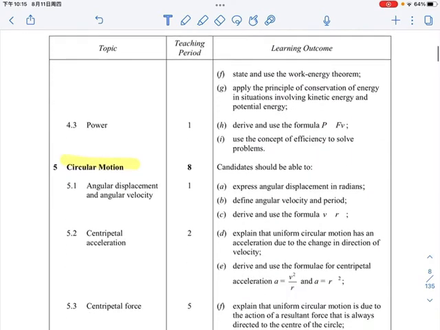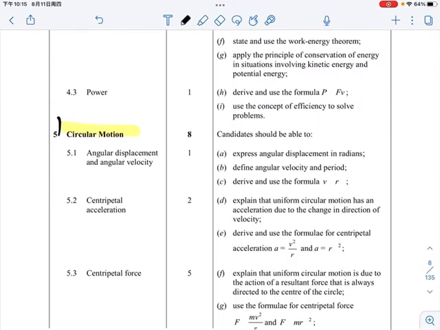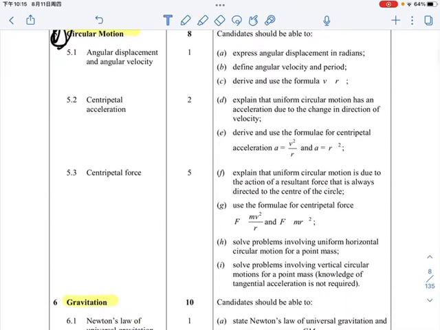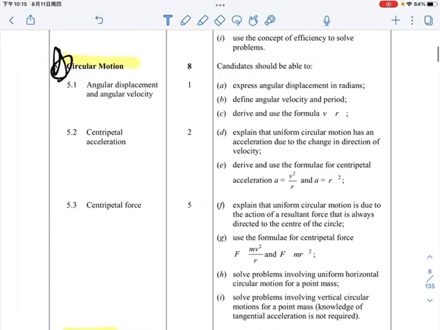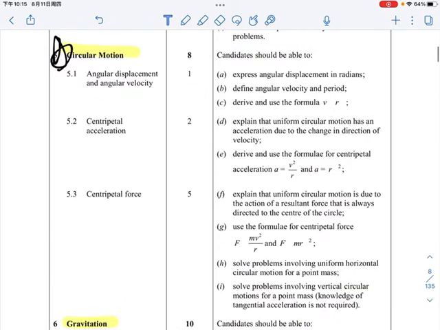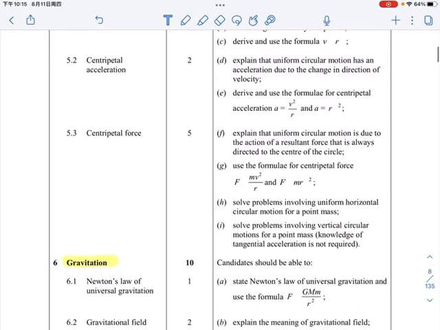For which topic is difficult, I would say number 5, circular motion, because you have to remember and derive the formula and apply it on different types of questions. What you have to focus on in this topic is the centripetal force. Centripetal force in Chinese means 向心力. You have to remember all the formulas, like a equal to v squared divided by r, a equal to r omega squared.